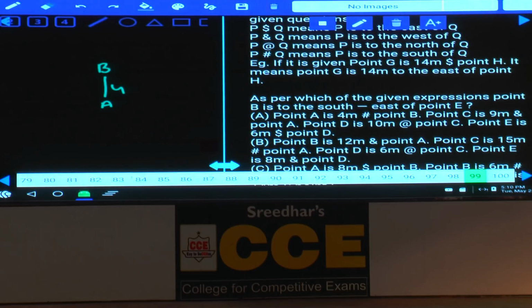C is 9 meters to the west of A. C is here, and this will be 9 meters to the west of A.